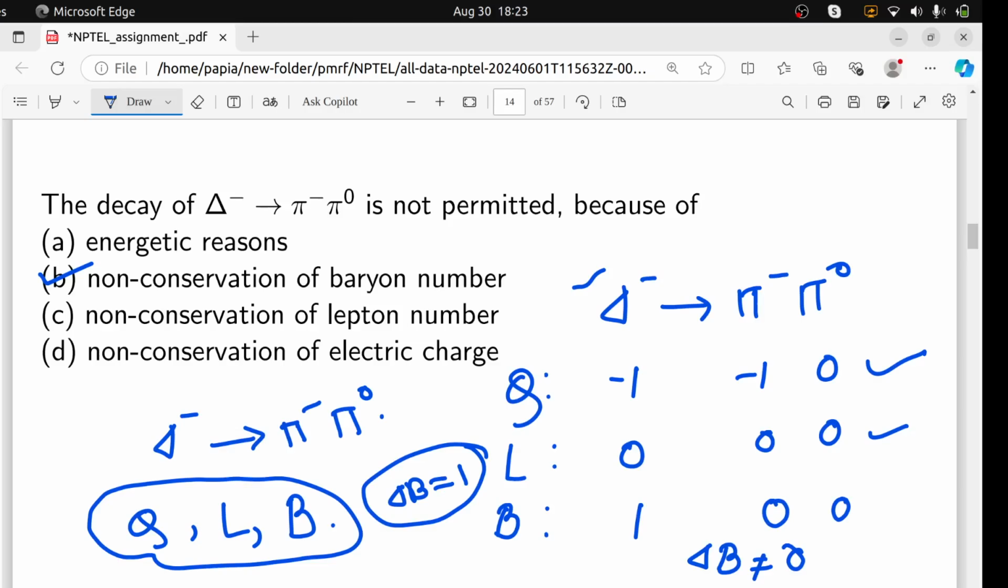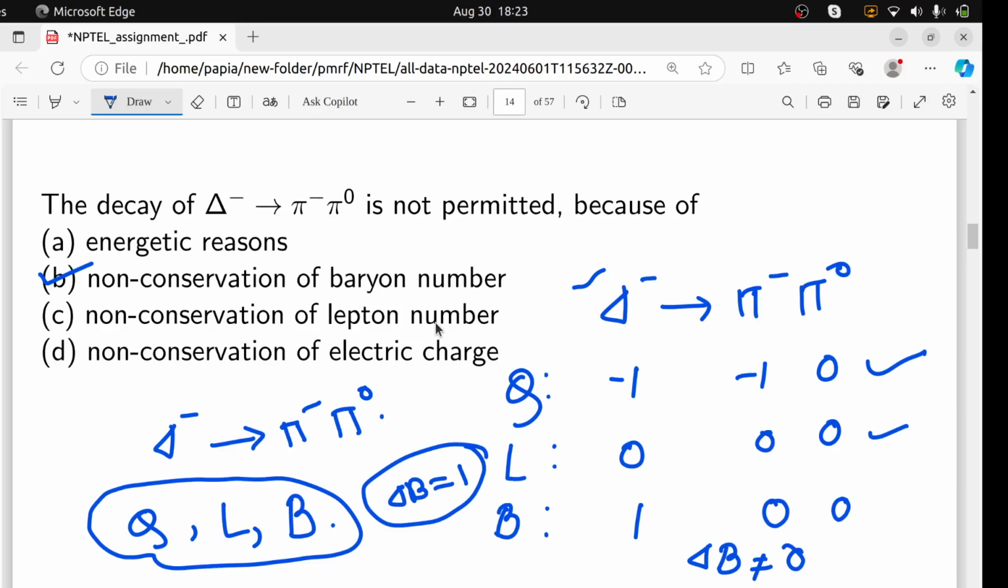Now you can ask me one thing, the energetic reason. We should see that one also, because in any nuclear reaction energy should be conserved. That is obviously fine, but most of the time we can't remember the mass as well as the energy of these particles, right? So by seeing the lepton number, baryon number or electric charge, we have to check whether it is going to happen or not.